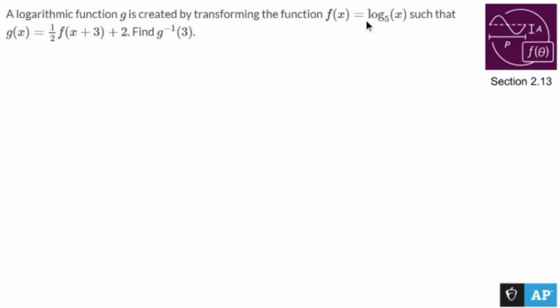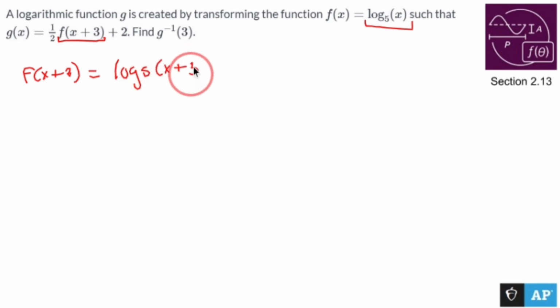First things first, it tells us what f of x is. It's that. Then they want us to do half of f of x plus 3 plus 2. So let's find out what f of x plus 3 is. If f of x is log base 5 of x, then f of x plus 3 is log base 5 of x plus 3. NBD, as the kids say, for no big deal.